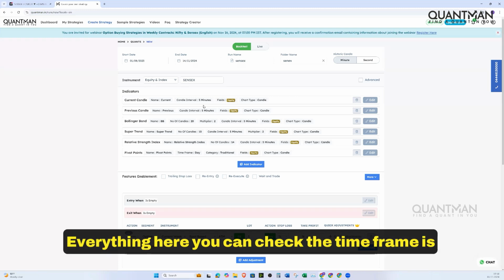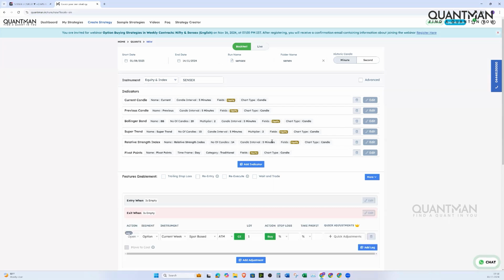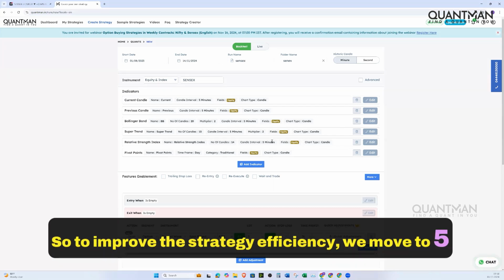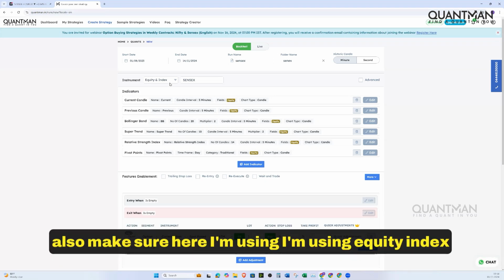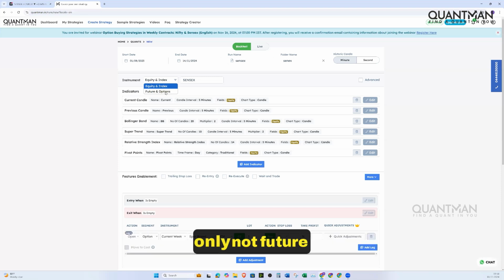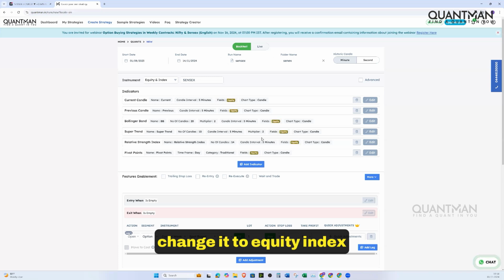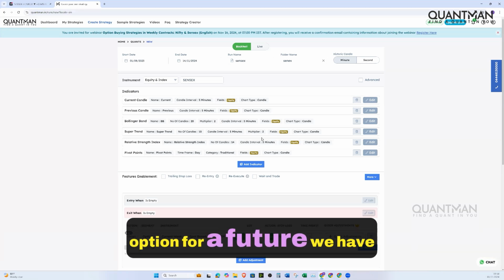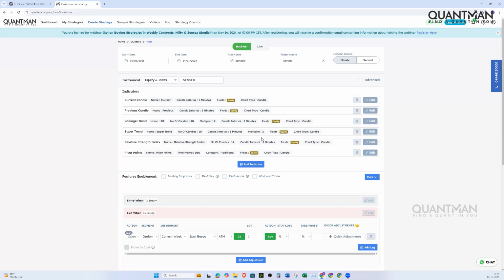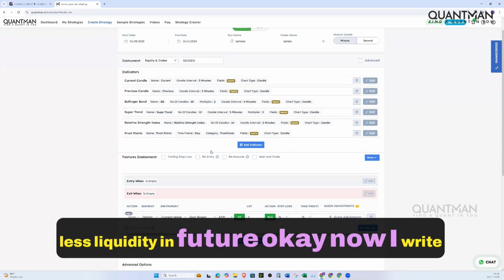Here you can check that every time frame is 5 minutes, because in 3 minutes we have multiple signals. So to improve the strategy efficiency, we move to the 5 minutes time frame. Also make sure I'm using equity index only, not futures and options. So make sure you change it to equity index, because equity index will perform in Sensex options. For futures, we have less liquidity.